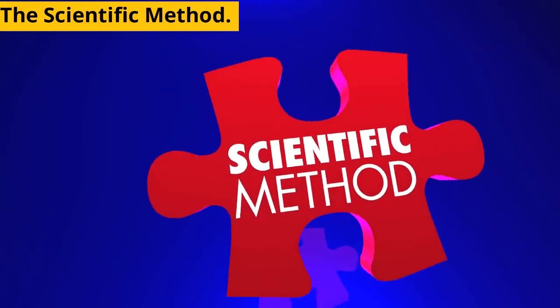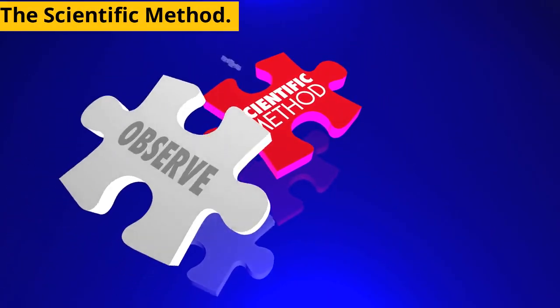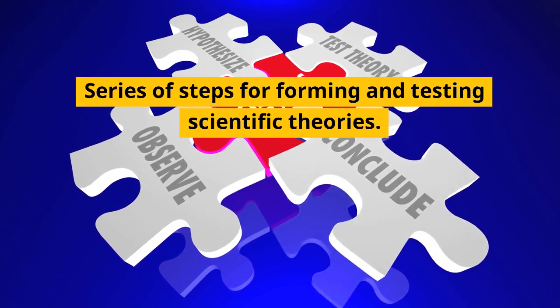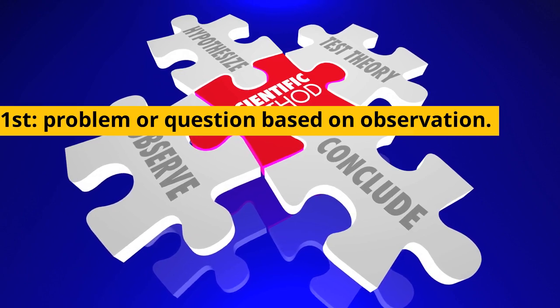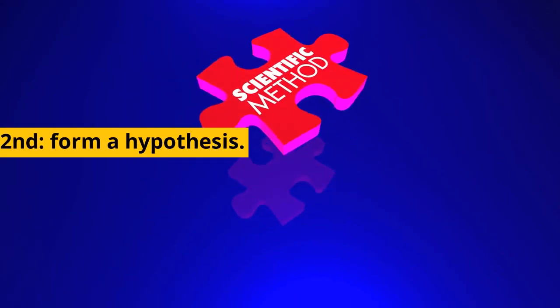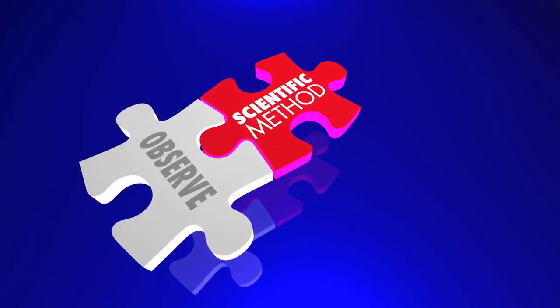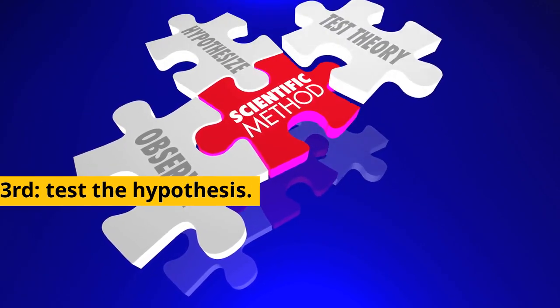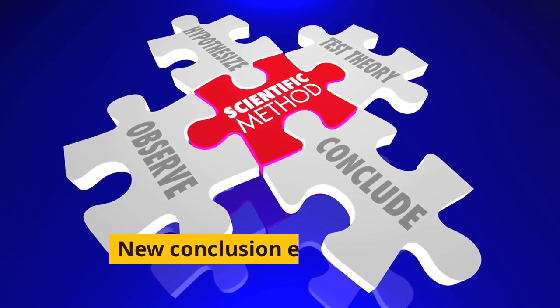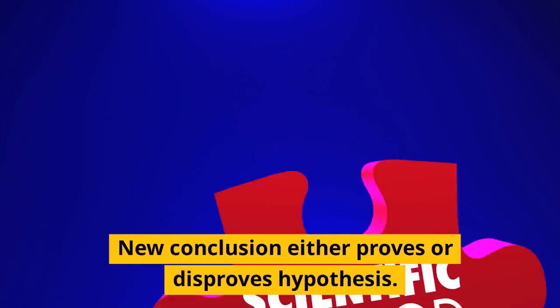The scientific method. Series of steps for forming and testing scientific theories. First, problem or question based on observation. Second, form a hypothesis. Third, test the hypothesis. Fourth, analyze and interpret findings. New conclusion either proves or disproves hypothesis.